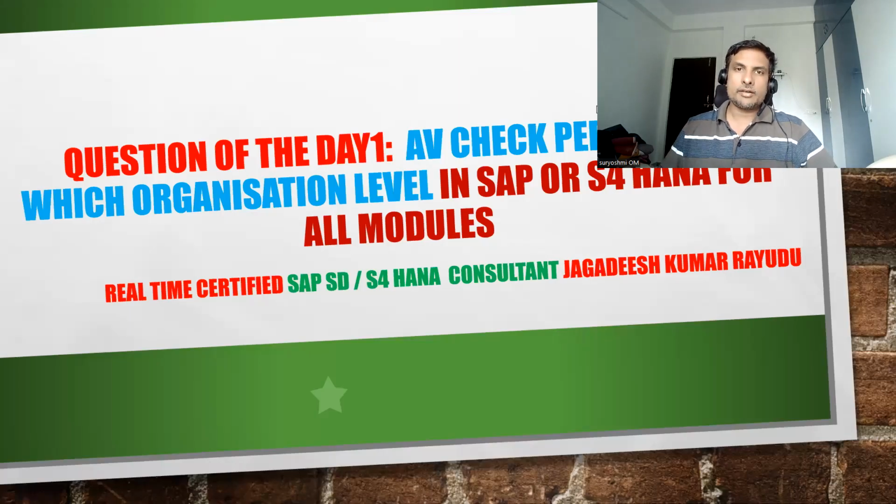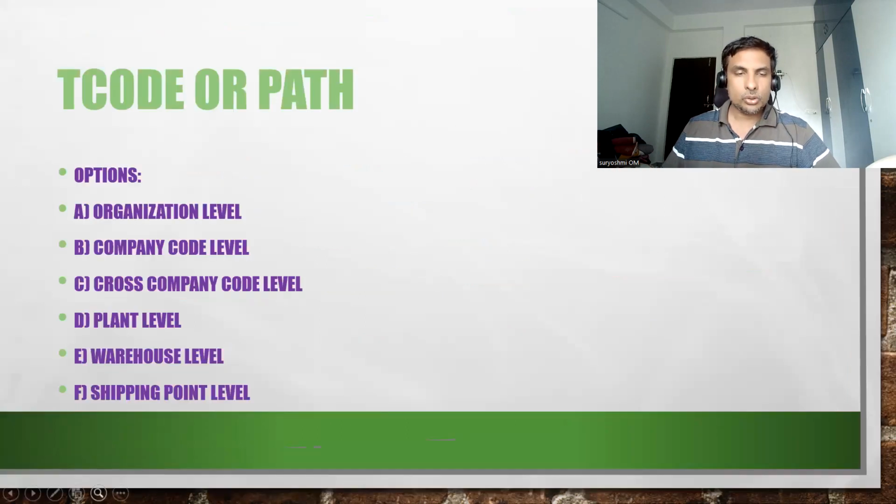Hello folks, yesterday I asked the question: availability check or ATP check is performed at which organization level? The question was holding all these kinds of options. The correct answer is D, plant level.